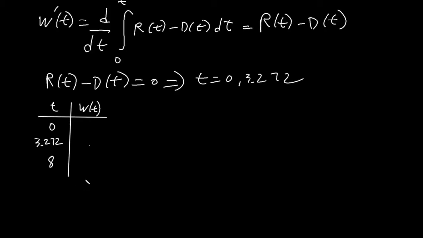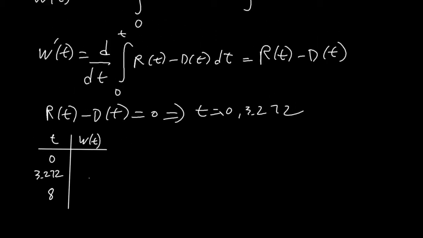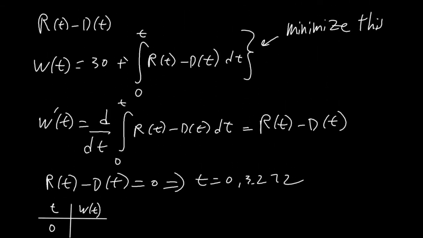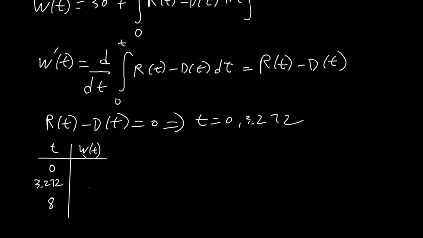Okay? And now what we're going to do is evaluate w of t at each of these values. For example, if you plug in 0 into w of t, that's going to be 30 plus the integral from 0 to 0 of blah, blah, blah. Remember, the integral from the same number to the same number is just 0. So w of 0 is 30. That makes sense, because initially there's only 30 cubic feet of water.